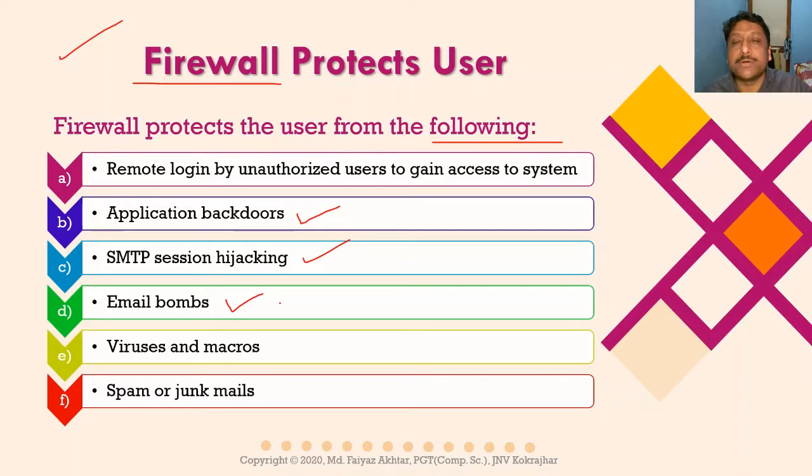Email bombs mean spam email. Lots of email spamming can be prevented with the help of a firewall. Viruses in macros can be downloaded if a firewall is not available. Spam and junk mails can be protected against with the help of a firewall. See, these can be protected by a firewall.